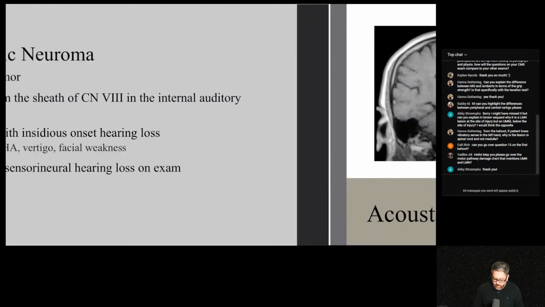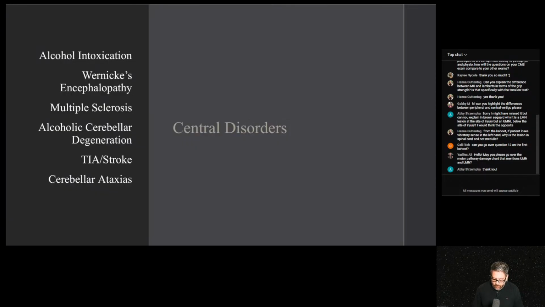And then the central ones. Alcohol intoxication is a central problem because where's the problem happening? It's in the cerebellum. Alcohol is toxic to the cerebellum, so therefore it's a central problem. Wernicke's encephalopathy, same thing. Wernicke's area, temporal area of the brain. Loss of thiamine is the big one with this one, so there's one of your treatments you gotta know: thiamine. Multiple sclerosis. It's a demyelinating disease of what? The central nervous system. So it's a central disorder.